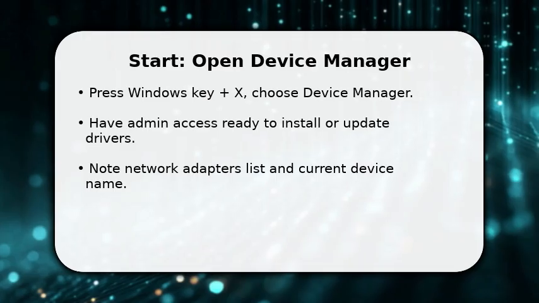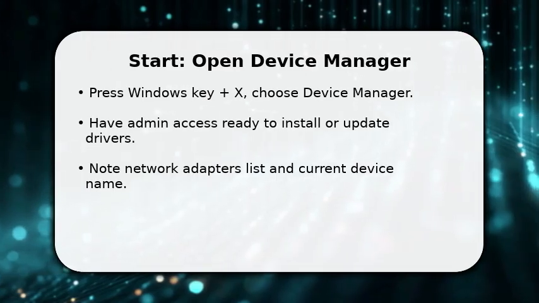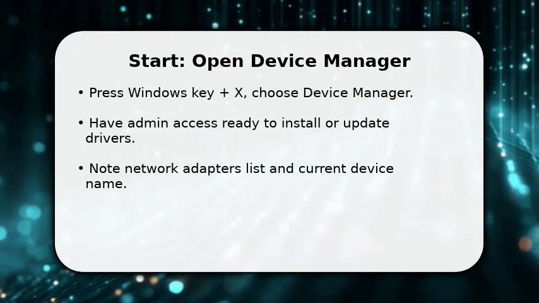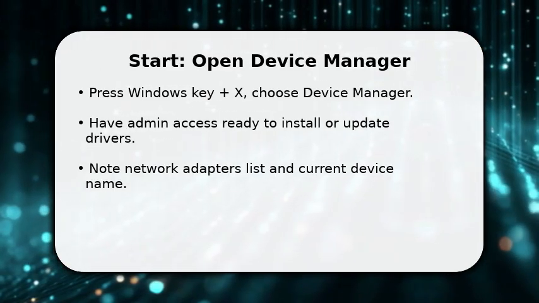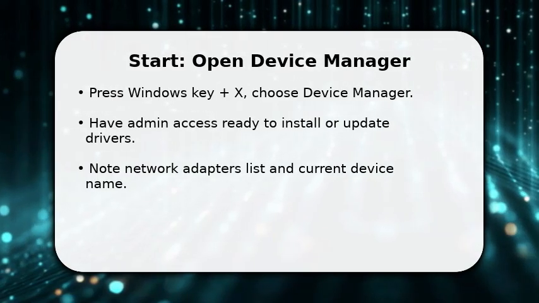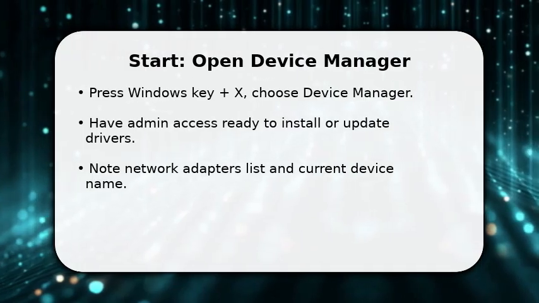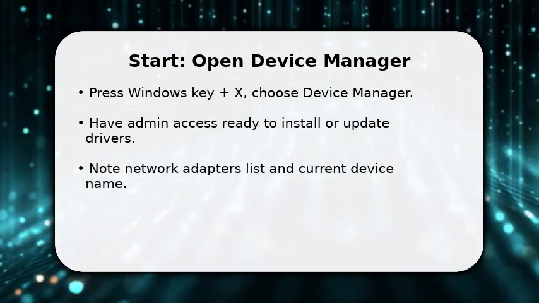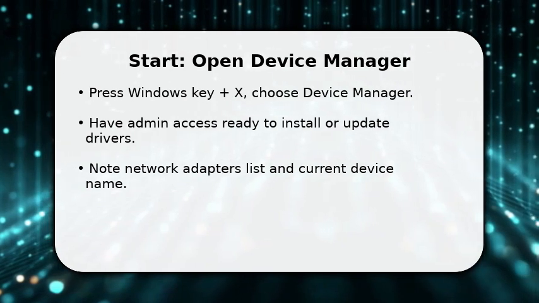Once done, expand Network Adapters and find entries with names like Intel, Realtek, Qualcomm, or Broadcom. Make sure you note exactly which adapter appears. This name is what you will search for when downloading drivers. If an adapter is missing or has a yellow icon, that signals further steps ahead.